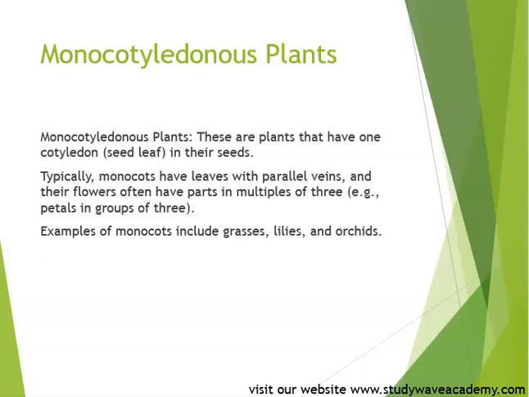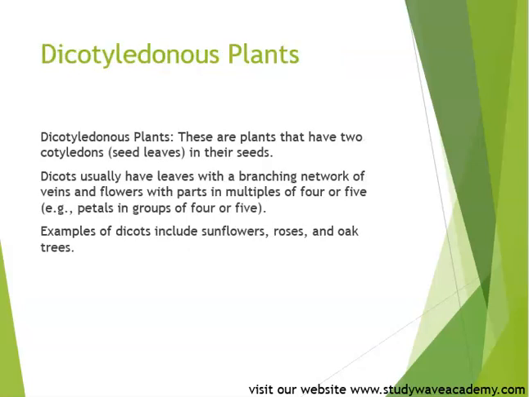We have monocotyledonous plants. These are plants that have one cotyledon in their seeds. Typically monocots have leaves with parallel veins, and their flowers often have parts in multiples of three. Examples of monocots include grasses, lilies, orchids.